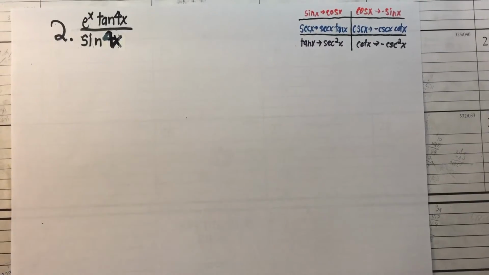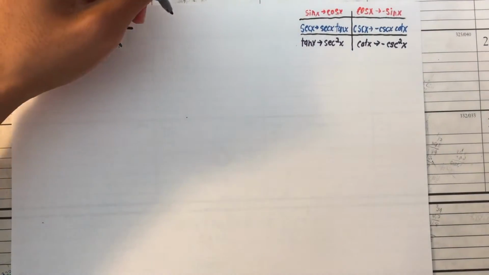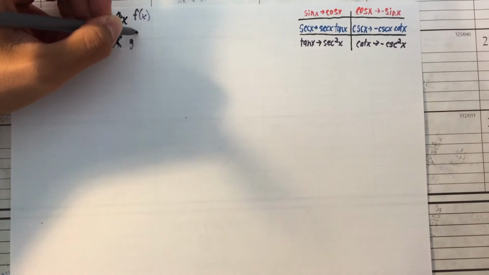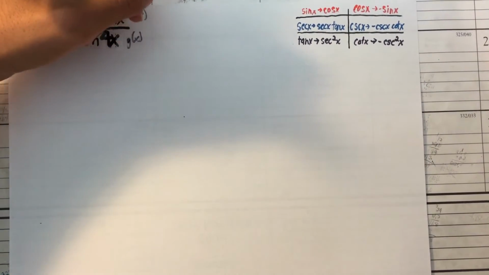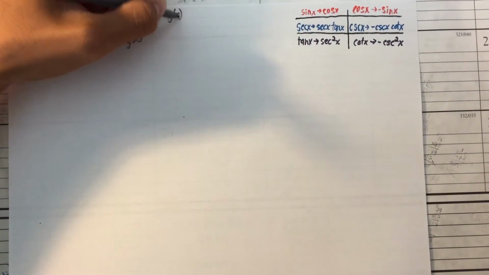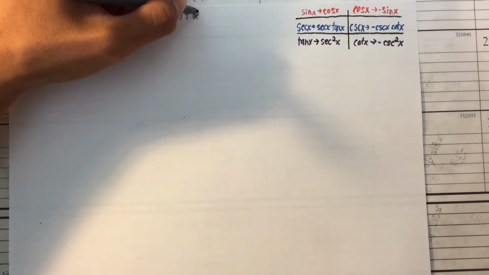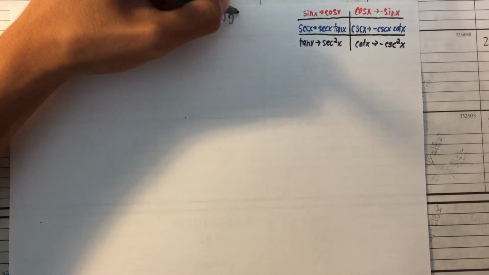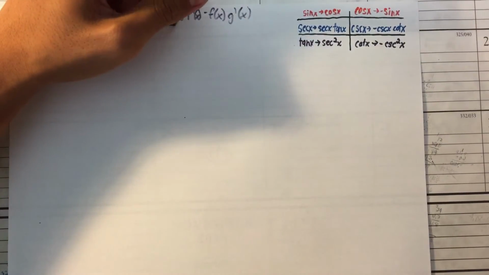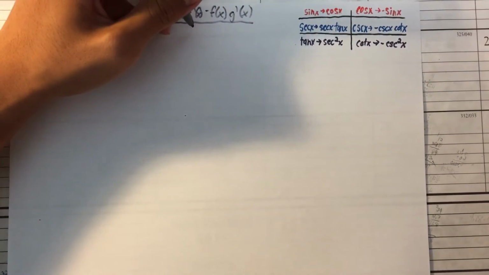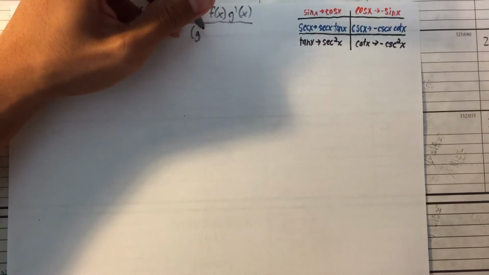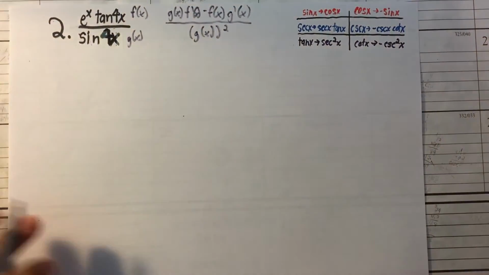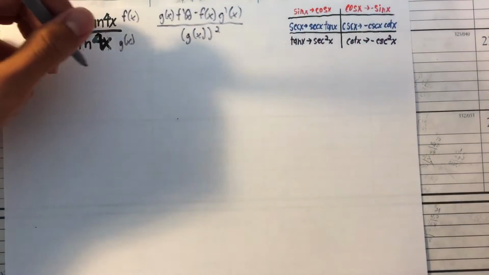So for our second problem, we're going to be dealing with the quotient rule. Let's define the top as f of x and the bottom as g of x. The formula is g of x times f prime of x minus f of x times g prime of x, all over the g of x function squared, aka the bottom function. Now that we have the formula, we can start solving.